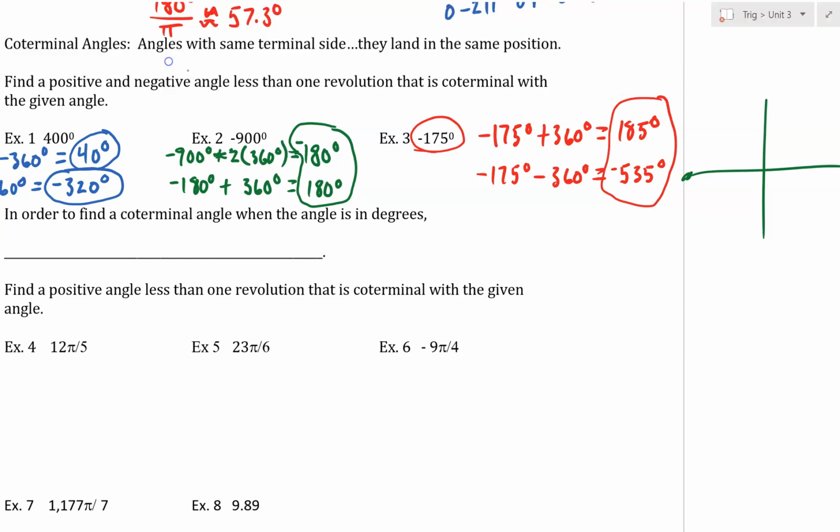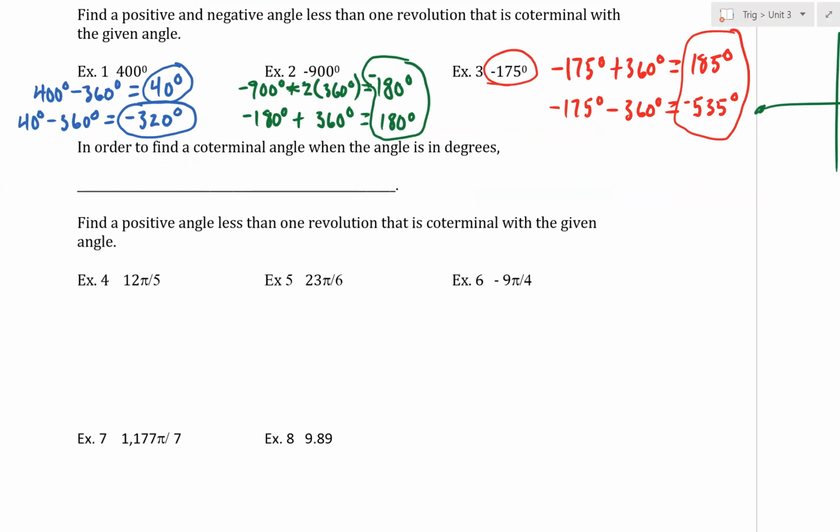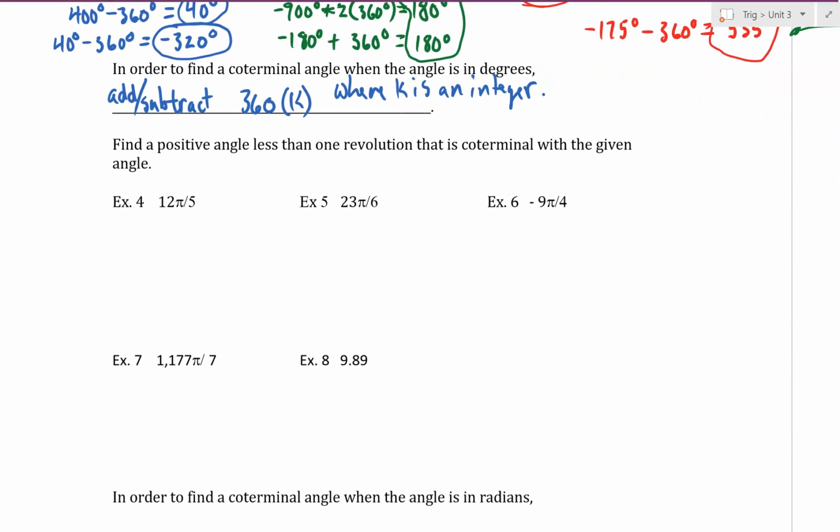Hopefully we see that. In order to find a coterminal angle with the angle in degrees, we would do the following. We would either add or subtract 360 times k, where k is an integer. We'll talk more about that as we go further along.